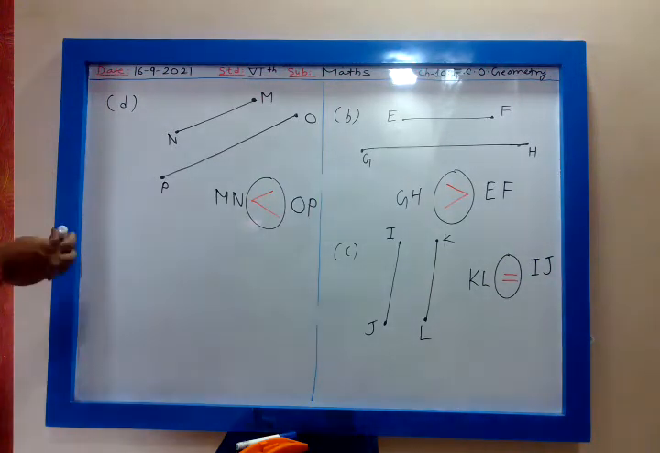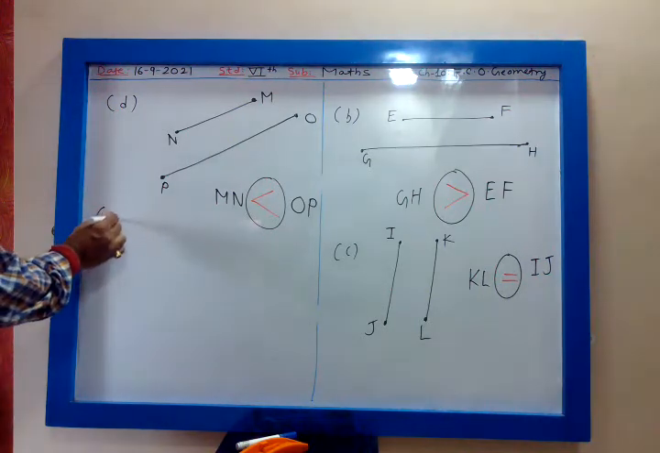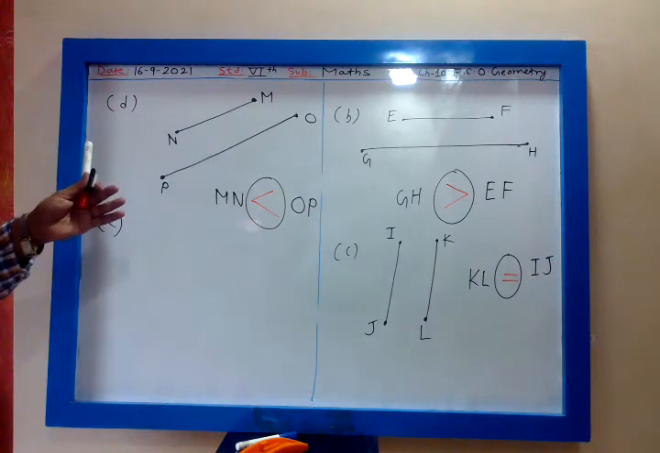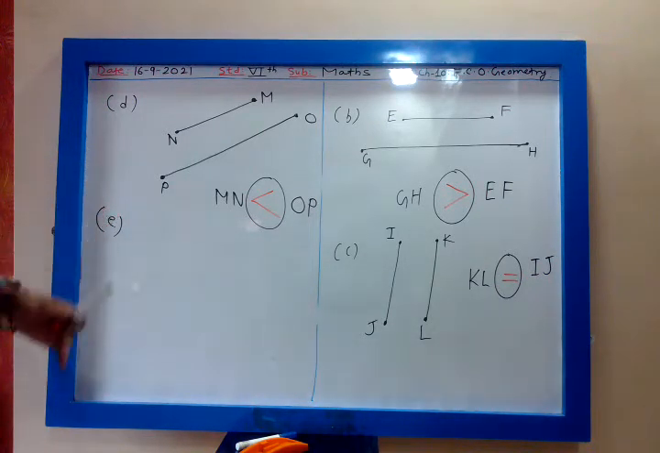Now let us see E. All are line segments because there is no arrow at any side. A line has arrow at both the sides. A line segment has no arrow at any side. A ray has arrow at one side.